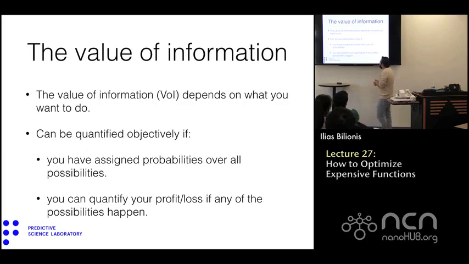And to quantify it, we must be able to assign probabilities over all possibilities, and that's the role of the Gaussian process: to tell us what f of x we should expect at a new x. And we must be able to quantify our profits or losses if at a given x we observe an f of x. So we must be able to say, if I go to x and I observe f of x, how much would I gain? How much would I lose? Maybe the answer is just f of x, but maybe it's different.